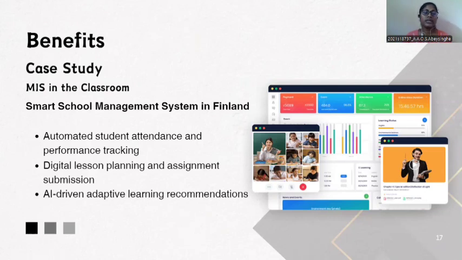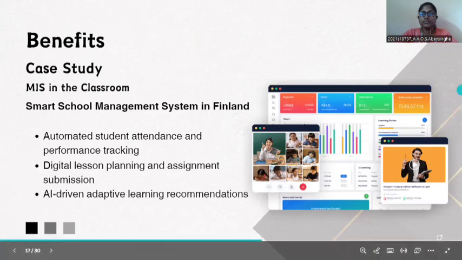Students can submit assignments to an online portal where teachers can grade and provide feedback digitally. Moreover, AI-driven MIS systems recommend personalized learning materials based on students' progress. It allows teachers to tailor instruction more effectively. So this approach leads to better academic outcomes and greater students' engagement. So now Nipuna will continue with the next part.